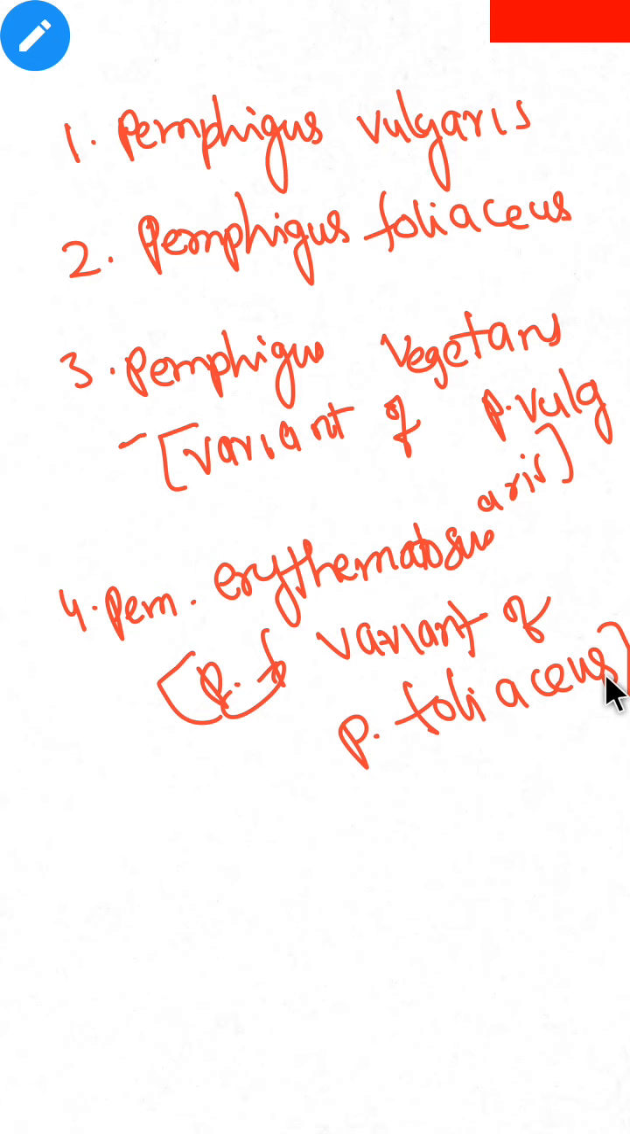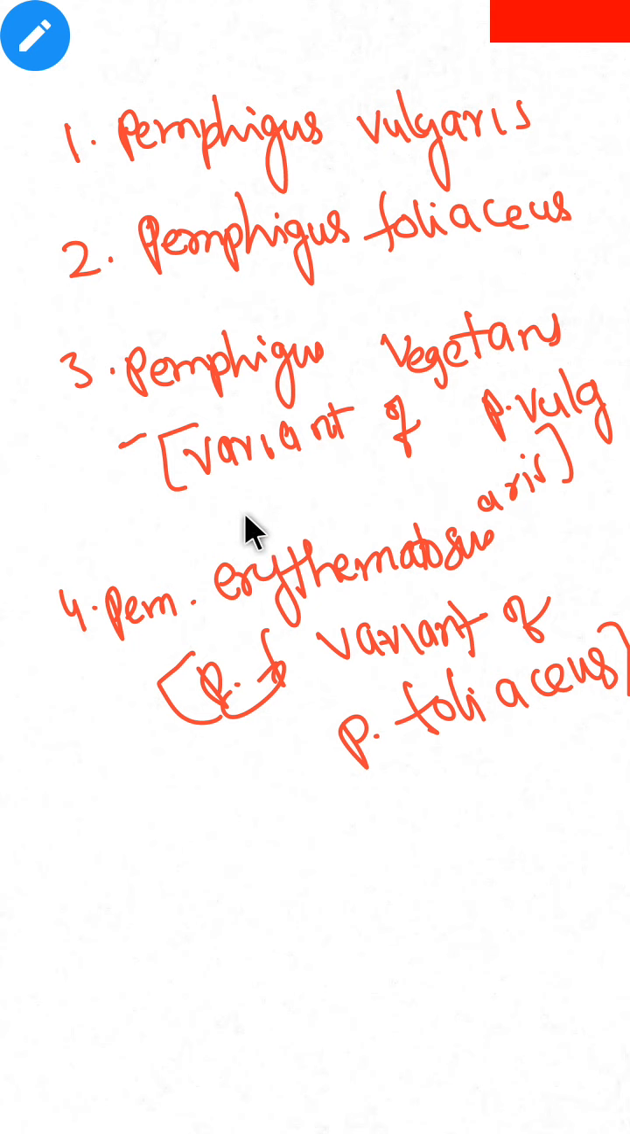Okay, so basically we have two main types: pemphigus vulgaris and pemphigus foliaceus. Pemphigus vegetans is a variant of pemphigus vulgaris. Remember, both the diseases start with the letter V, so we can easily remember. Pemphigus erythematosus is a variant of pemphigus foliaceus.